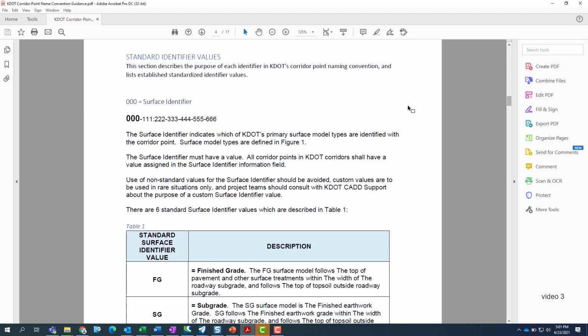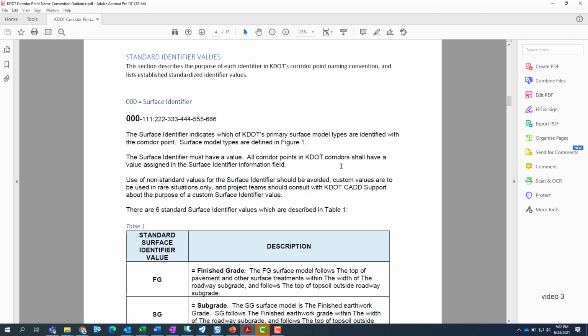And this identifier list, the standard values, is certainly growing, and it will continue to grow as use of Open Roads Designer becomes more prevalent in KDOT's project environment. So the first identifier is the surface identifier. That's depicted by the first 3 digits. There are no character limits to these. They can be 1 or 2 digits, or 1 or 2 characters. They can be more, and you'll see examples of that even within the standard.